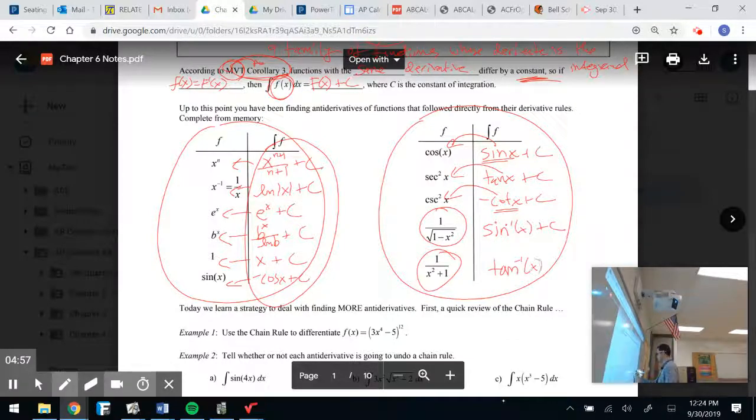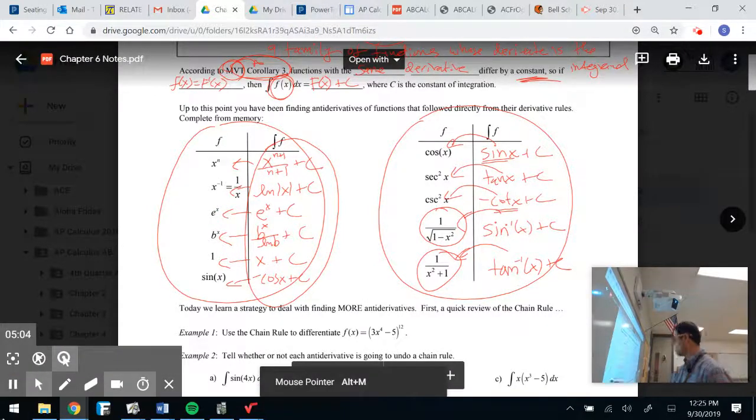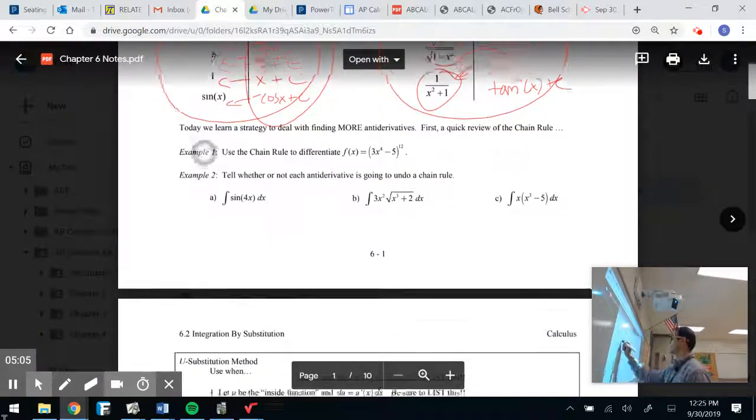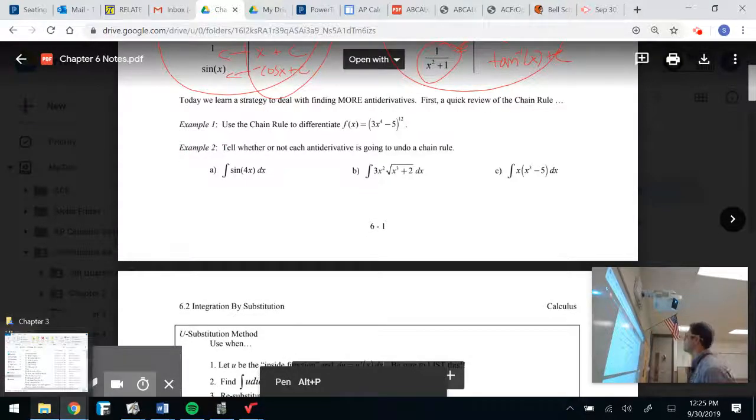Okay, and there's obviously so many more that you better know, but you better know all of those guys, okay? If you don't, you're really, really going to struggle with the rest of AP Calc. All right, today we learn a strategy to deal with more antiderivatives.